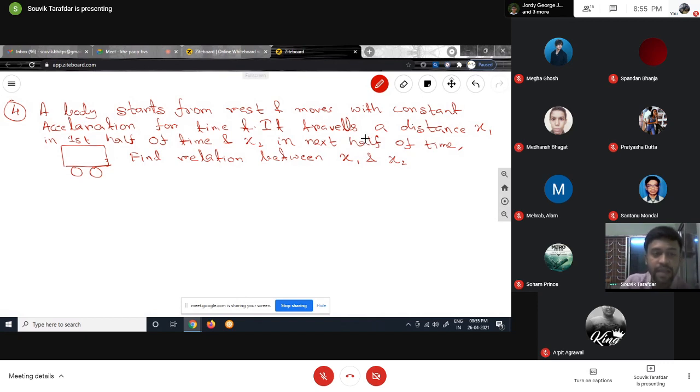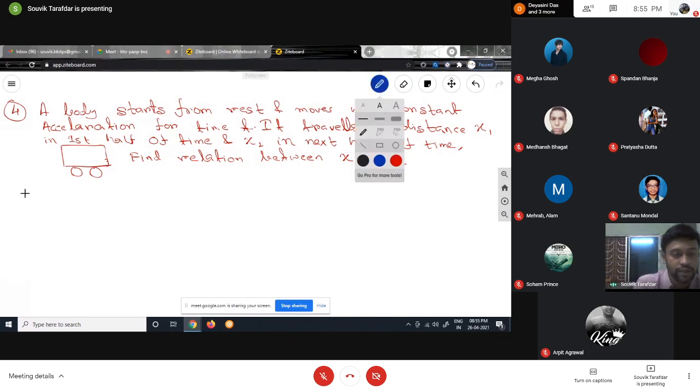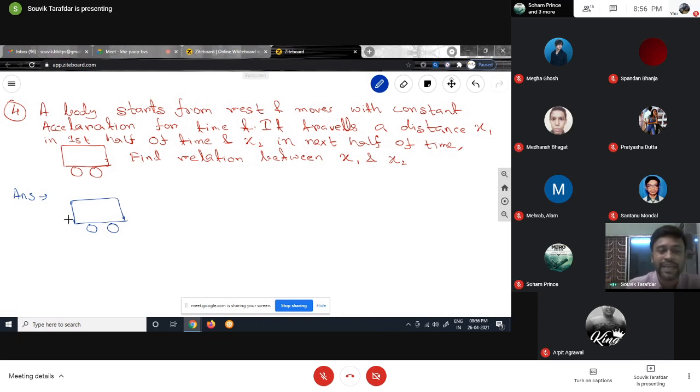Okay, students. Now, see one thing. Why did I write this long question? Because we need to know where we need to emphasize more. So coming for the answer. As I was telling you, considering the object as a car. Let us take this is a car. The object they are asking. They are saying a body starts from rest. So everyone please concentrate.